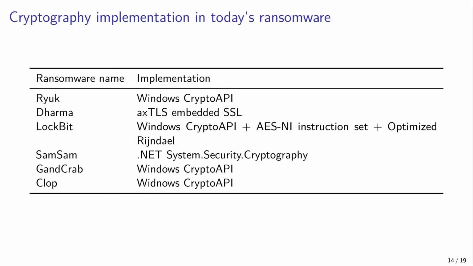There are also a few specialties. SamSam as a .NET ransomware uses .NET cryptographic functions. Ransomware Dharma uses the mbed TLS embedded SSL library for its cryptographic functions. And Lockbit, in addition to Windows Crypto API, uses fast instructions for AES if they are present on the CPU, and otherwise it uses its own optimized version of AES.